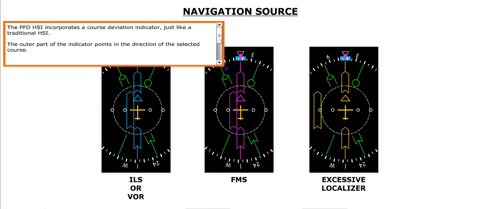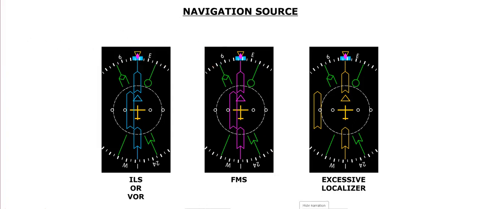The PFD HSI incorporates a course deviation indicator, just like a traditional HSI. The outer part of the indicator points in the direction of the selected course. The inner part moves to indicate the amount of deviation from the selected course. The course deviation indicator is displayed in cyan if the navigation source is either the ILS or VOR. It is displayed in magenta if the navigation source is the FMS. The course deviation indicator turns amber in the event the deviation from the localizer is excessive.